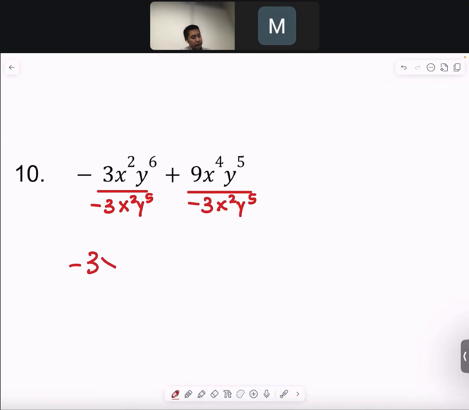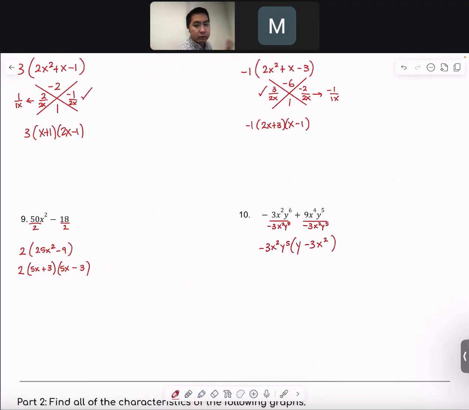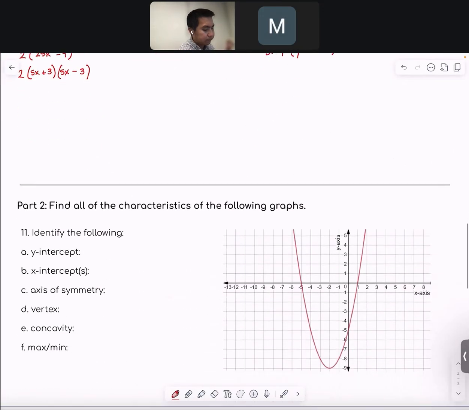So here's our GCF. Now we need to simplify the rest. The negative 3's cancel, x squares cancel, 5 y's cancel, so that means there's still 1 y remaining. Over here, 9 divided by negative 3 is negative 3. Y to the 5th cancel, and there's 2 x's on the bottom, 4 x's up top, so only 2 are eliminated, so that means there's still x squared left. Okay, so those 10 are your factoring problems.